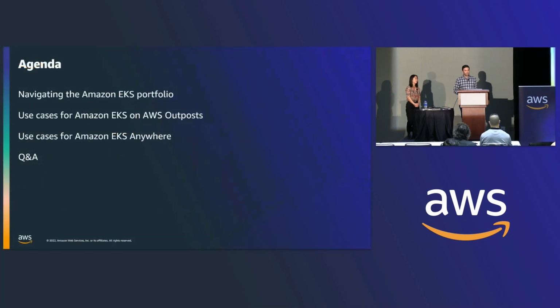And so our goal today is really to go through the Amazon EKS portfolio at a level deeper than what Nate was covering. And so we'll talk about the different options that he was describing in terms of local zones, wavelength zones, when you might want to consider those over other options. We'll talk about Outposts and Amazon EKS Anywhere, and we'll really focus on the use cases and new features that are coming for each one of those offerings.